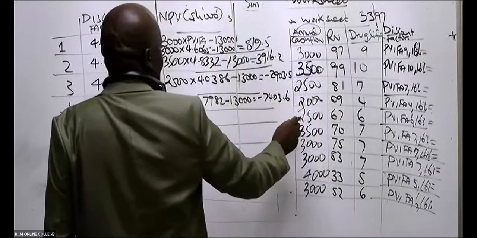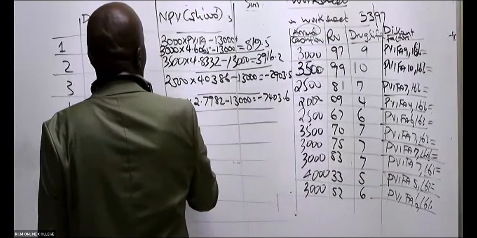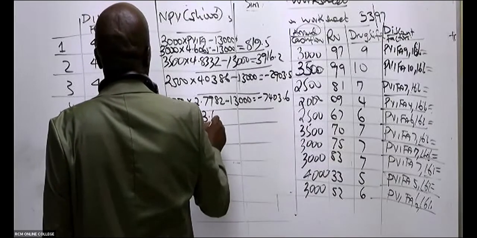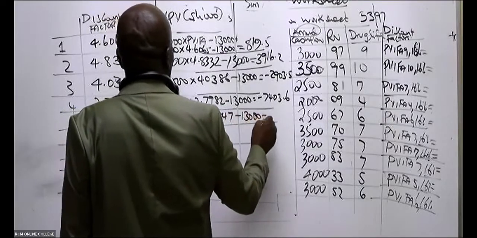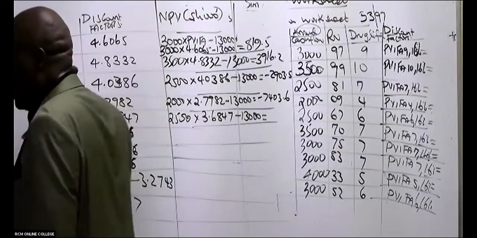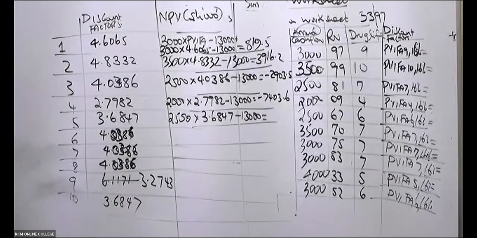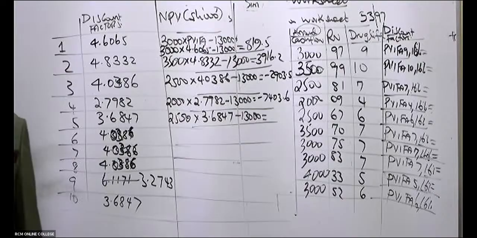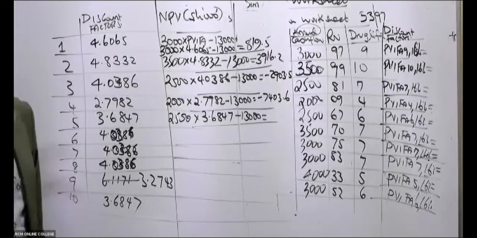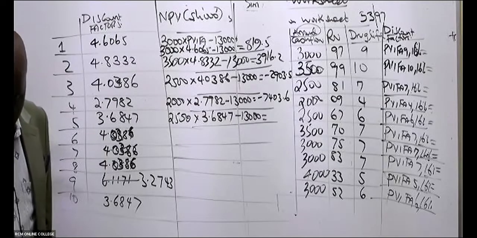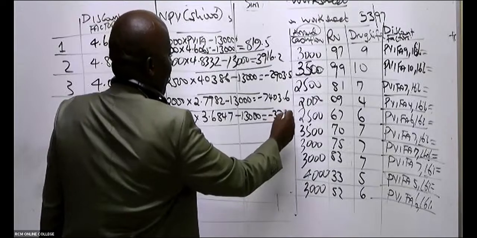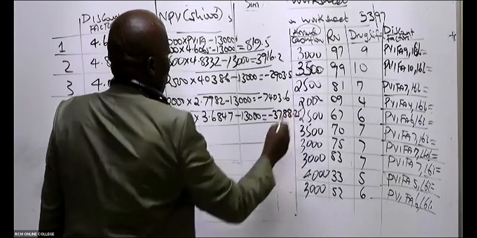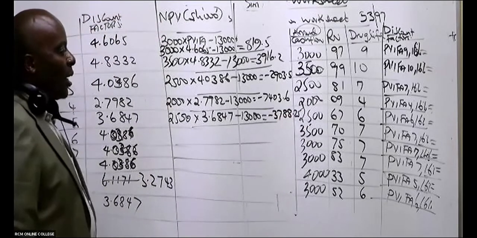Number 5, I can see it is 2,500 times this. So I believe now you have gotten an idea, and I know now you can give me all the answers, all of them. Minus 3788.25. Come to the next one. The next one, what do we have here?